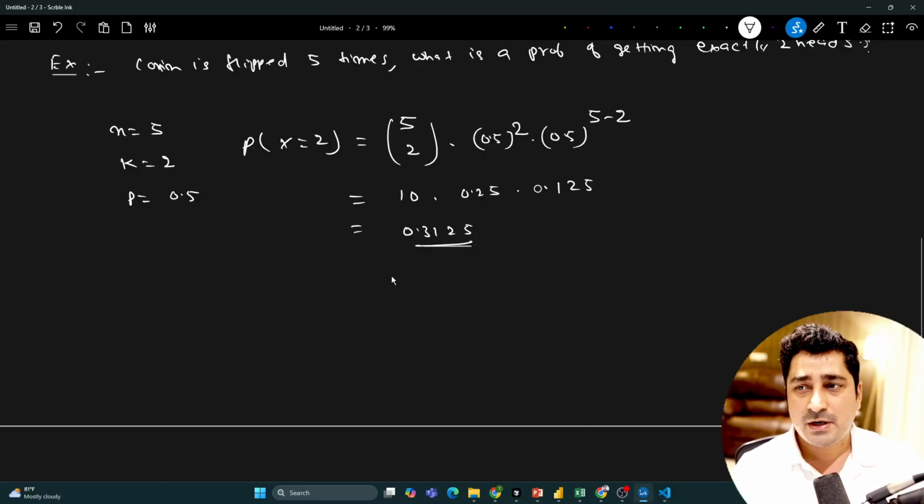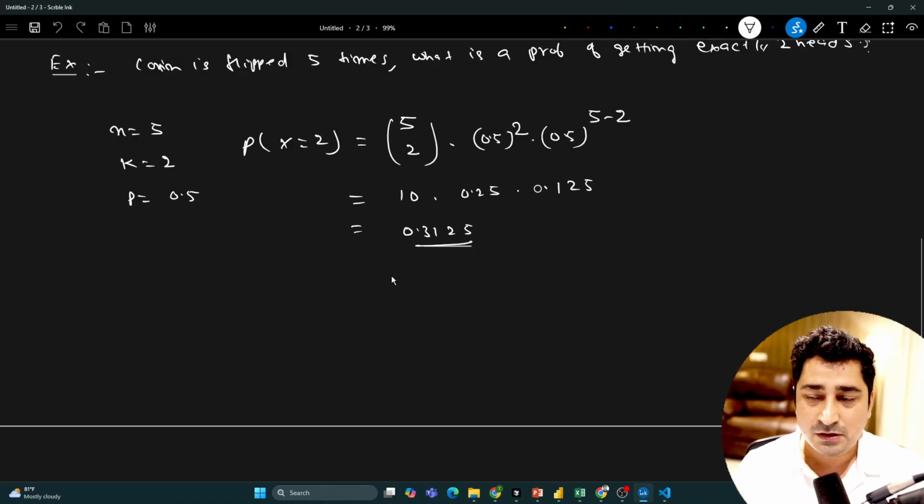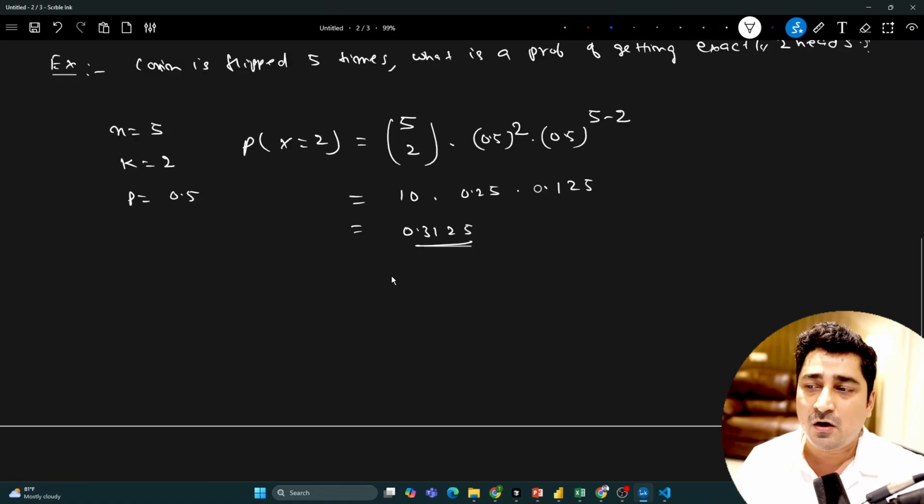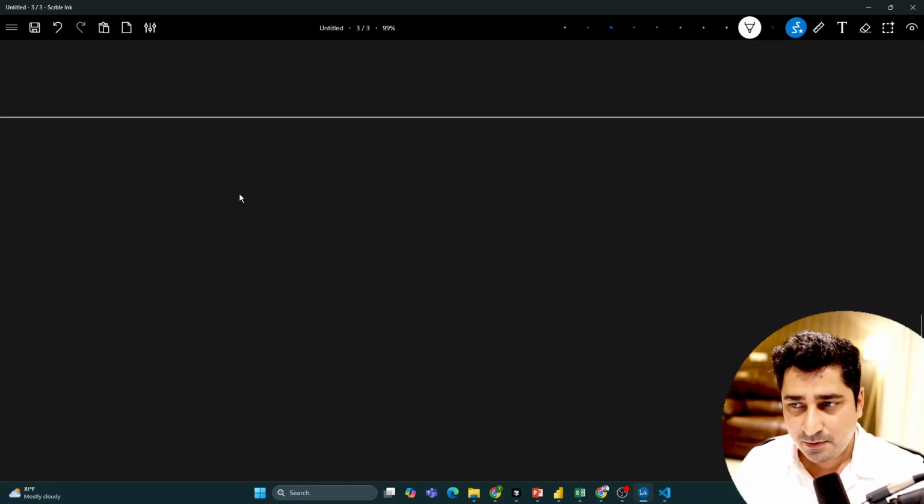So whenever I'm trying to flip a coin, the probability of getting exactly 2 heads out of my 5 flips is equal to 31.25%, or 0.3125. As simple as that, and with the help of the binomial distribution, I am able to calculate it. So wherever you have a number of trials which has been given, you can try to test this binomial distribution at any point of time. Now let's try to solve a different problem over here.